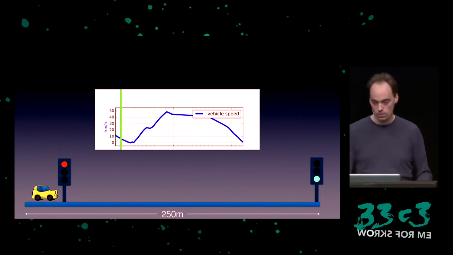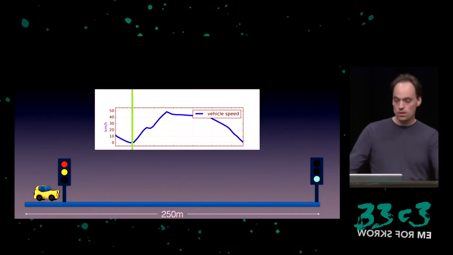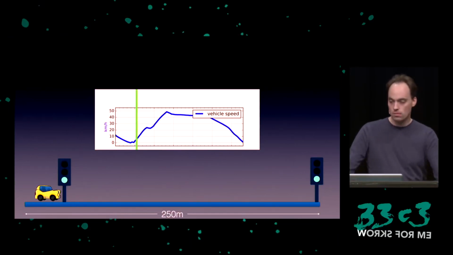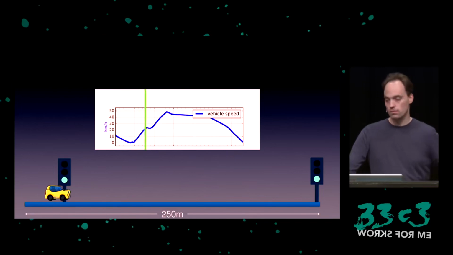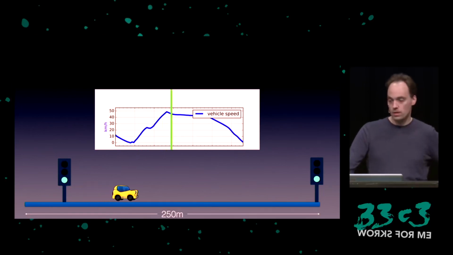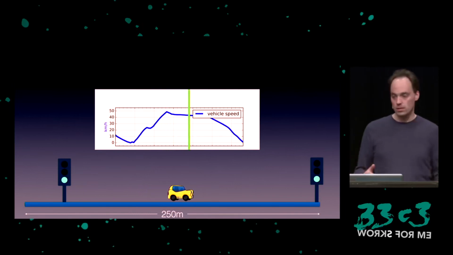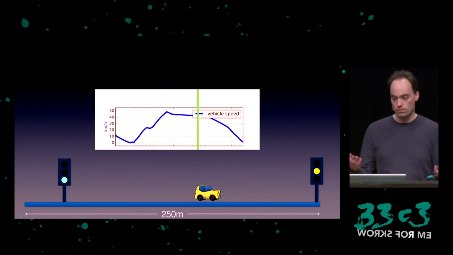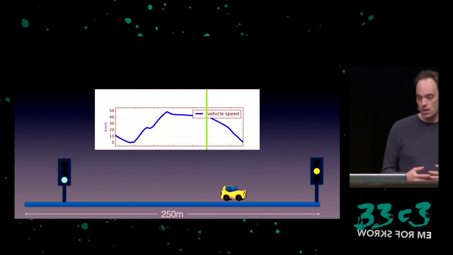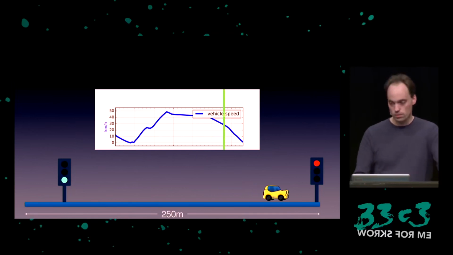So here we have a car, right? The traffic light is red, so the car stops. And then the traffic light goes green, and the car accelerates and accelerates and accelerates. It gets faster and faster, and then it's at the highest speed and drives for a while. This is a typical city cycle, right? This is how you drive in a city. And then the next traffic light turns red, and the car brakes and stops in front of the traffic light.